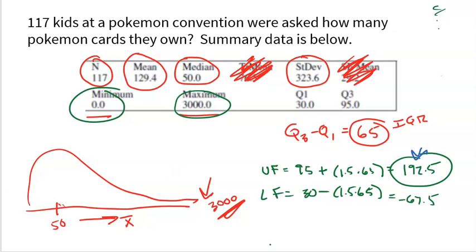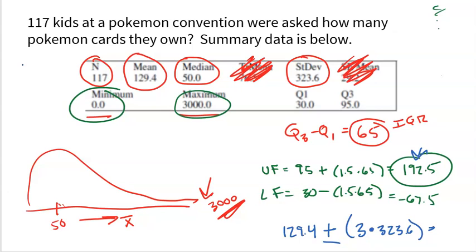All right, lastly, let's use the idea of 3 standard deviations. The mean is 129.4. If I add or subtract 3 standard deviations, which would be 3 times 323.6, outside of this range could be outliers. So 129.4, and adding the 3 standard deviations gives me 1,100.2. I know I'm getting really sloppy here.